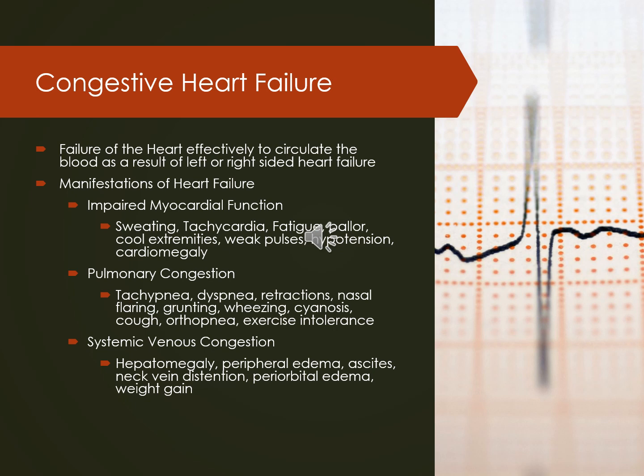Pulmonary congestion is another manifestation. So you would see tachypnea, dyspnea, retractions, nasal flaring, grunting, wheezing, cyanosis, cough, orthopnea, and exercise intolerance. Also, you can see some systemic venous congestion. So with that, you'll see hepatomegaly, peripheral edema, ascites, neck vein distensions, periorbital edema, and weight gain.